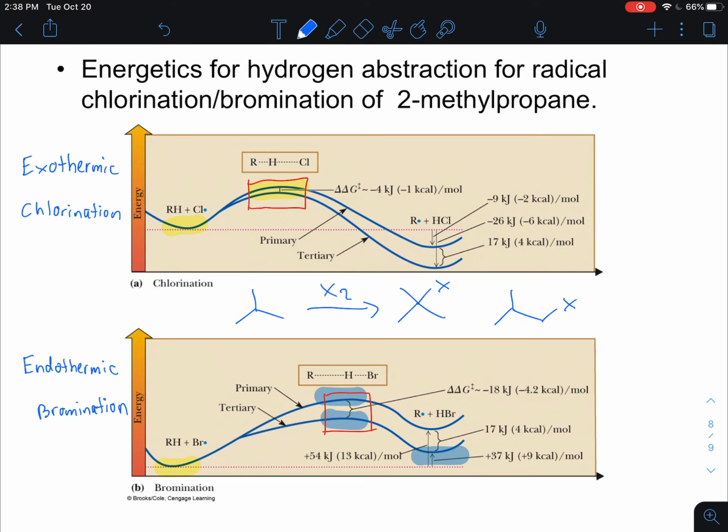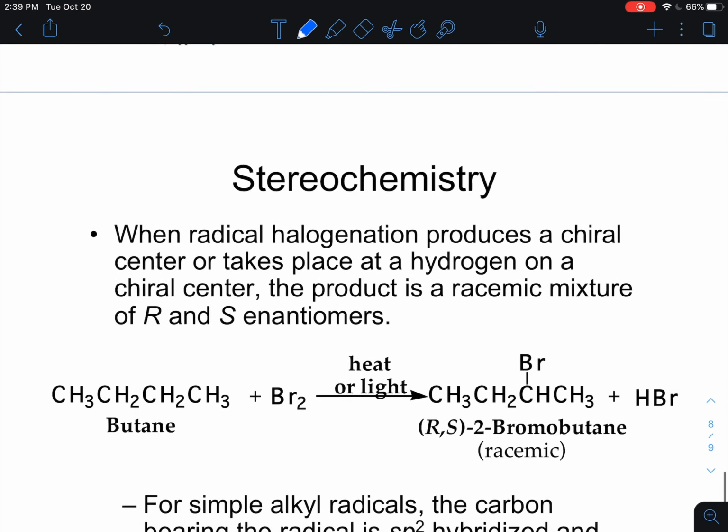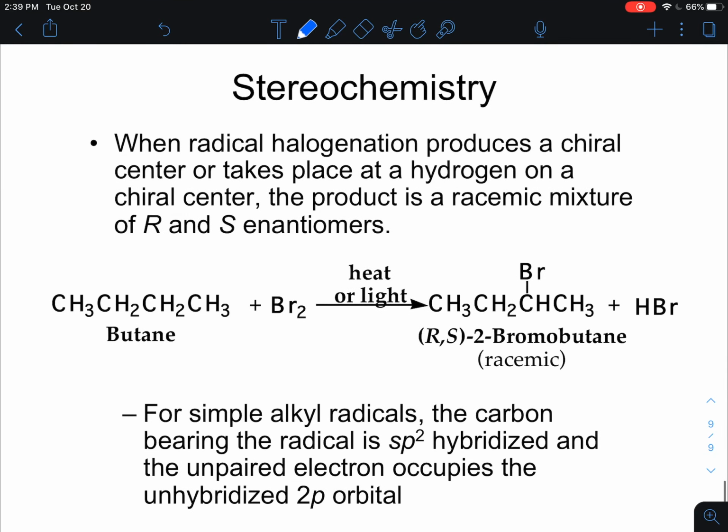So Hammond's postulate is a pretty big deal in organic chemistry, and it's really the most important for these radical type reactions, but we do see it elsewhere as well. I think the last slide is about stereochemistry, and we don't need to worry about that. Remember, just in passing, that radicals are sp2 hybridized, so when we add these halogen atoms, if it happens to be adding in a place to create a chiral center, we should end up forming a racemic mixture.